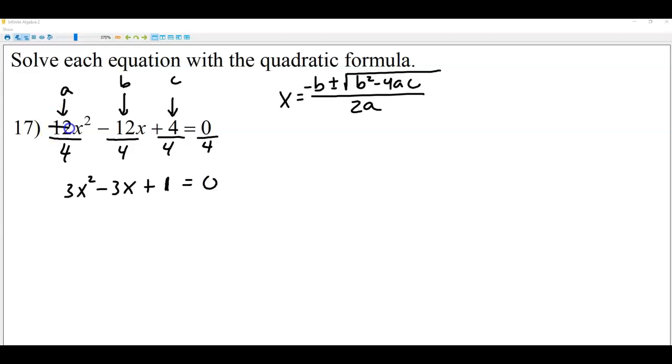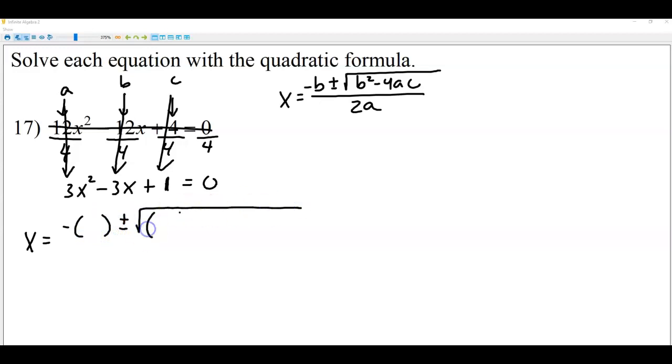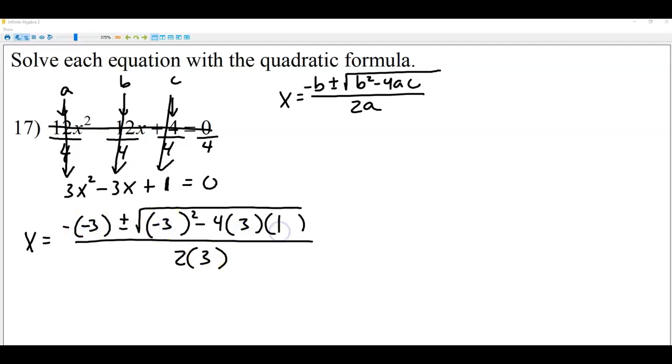So I'm not going to use these numbers anymore. I'm going to use 3 for A, negative 3 for B, and 1 for C. Now, if you just want to use the original numbers, you can. But if you can reduce, I would encourage you to do that because it makes doing the quadratic formula a lot easier. All right, so quadratic formula is x equals negative b plus or minus the square root of b squared minus 4ac all over 2a. So the b goes here, the a goes here, the c goes here.